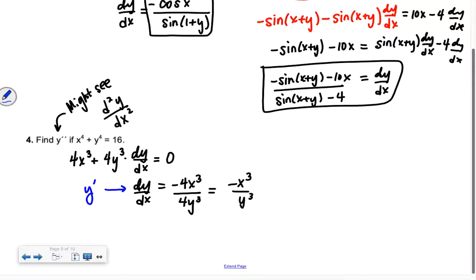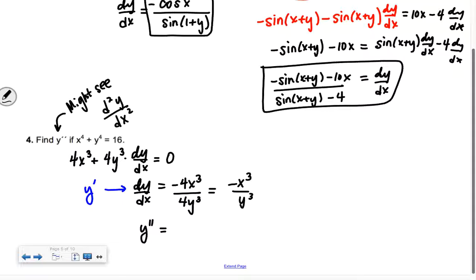So how do I find y double prime? The derivative of dy over dx. The derivative, d2y over dx squared. So we find the second derivative. I know you guys probably don't like that notation. I never liked it in school either. If you just want to write y double prime, it's the same thing. So I have a quotient. So I have to do the quotient rule, right?